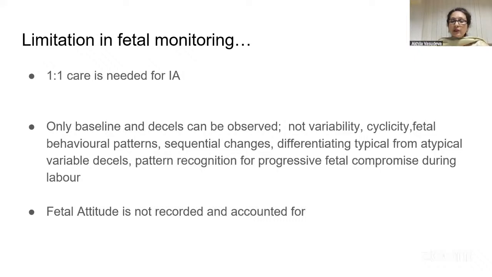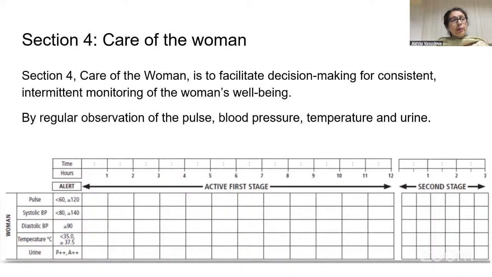Coming to the fourth section, care of the woman. Here, as you can see, pulse, systolic BP, diastolic BP, temperature, and urine. Now, in our labor room, we monitor the mother's pulse and BP every hour. But according to the labor care guide, what they have mentioned is once in 4 hours. That again depends on the individual case scenario. And they have given very clear guidelines here.